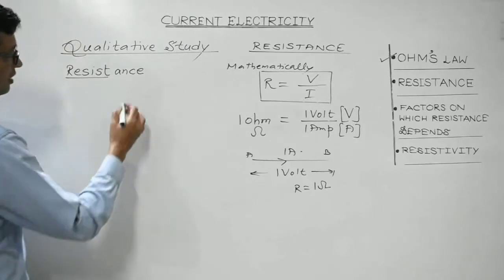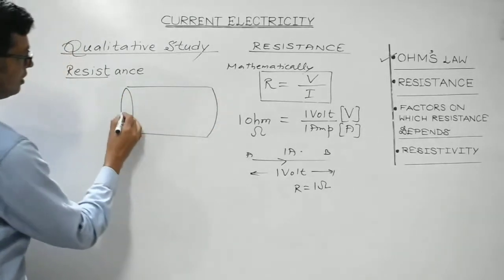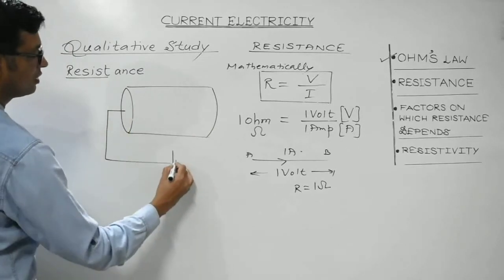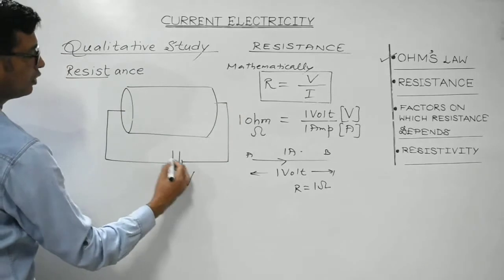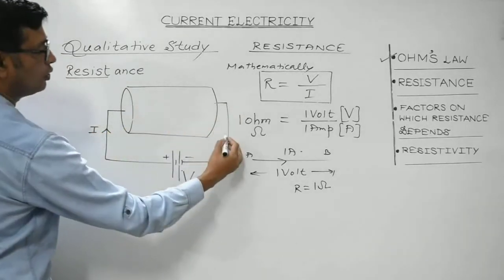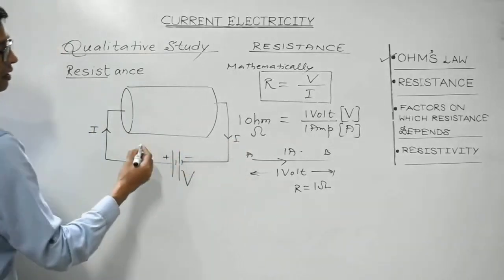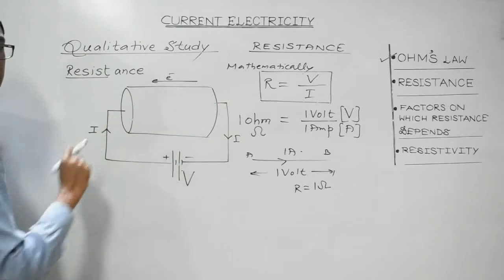I'll explain it. Suppose this is the conductor and potential difference is applied across it. This is the source or cell and potential difference V is applied over it. The direction of the conventional current is from higher potential to lower potential, while the electrons will drift in a direction opposite to that of the electric field.